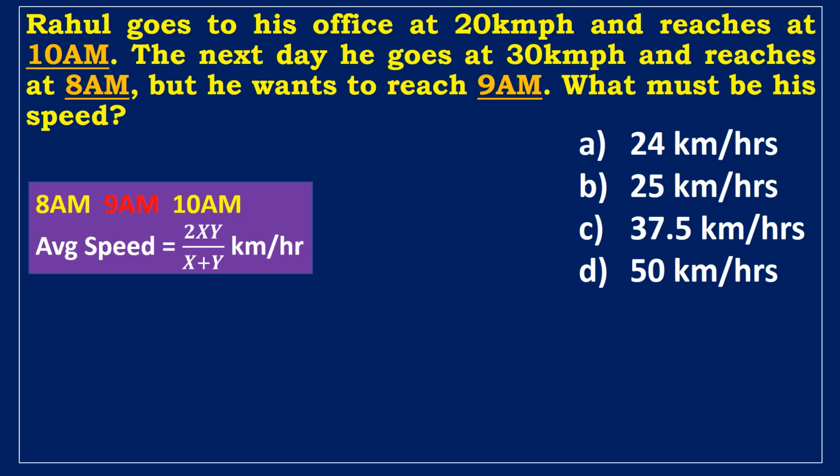Example 1. Rahul goes to his office at 20 kilometers per hour and reaches at 10 a.m. The next day he goes at 30 kilometers per hour and reaches at 8 a.m., but he wants to reach at 9 a.m. What must be his speed? We know that Rahul reaches his office at 10 a.m. on the first day, and at 8 a.m. on the second day. We need to find the speed at which Rahul should travel to reach his office at 9 a.m. We solve this problem in a smart way.